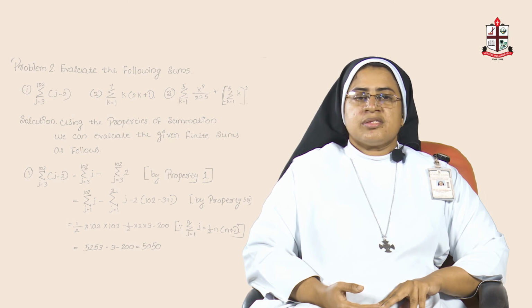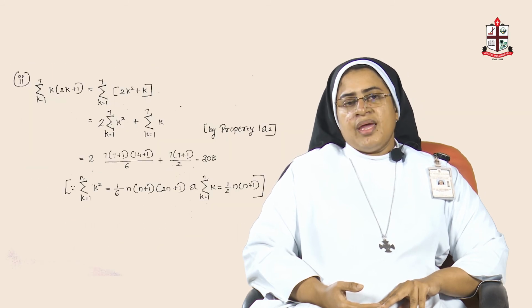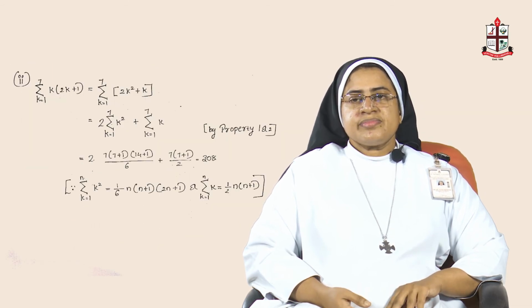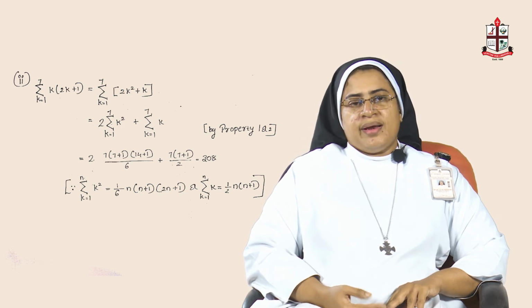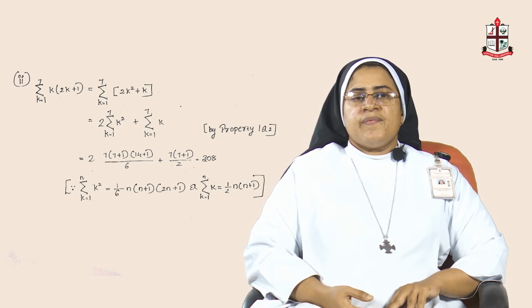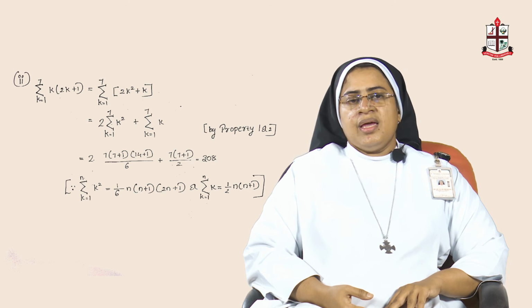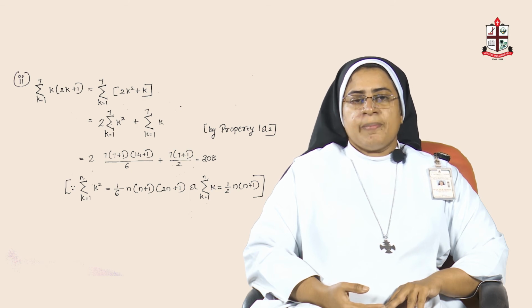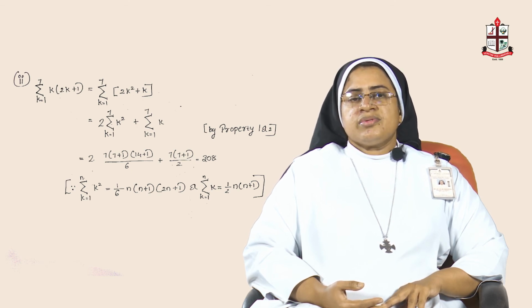Then coming to the next problem, sigma k equals 1 to 7 of k into 2k plus 1. That is k equals 1 to 7 of 2k square plus k, splitting it into 2, 2 into sigma k equals 1 to 7 of k square plus sigma k equals 1 to 7 of k, by property 1 and 2.